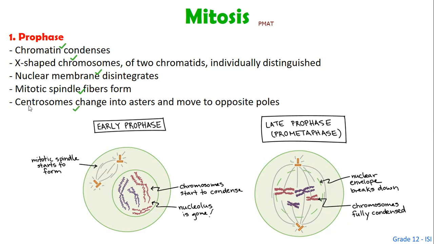Okay, as you can see in here, chromatin condenses. We can clearly see the chromosomes with their 2 chromatids. Okay, and that we lose the membrane of the nucleus. These are the asters. Centrosomes change into asters, and then the asters move to the 2 opposite poles of the cell, and we have the spindle fibers for sure.